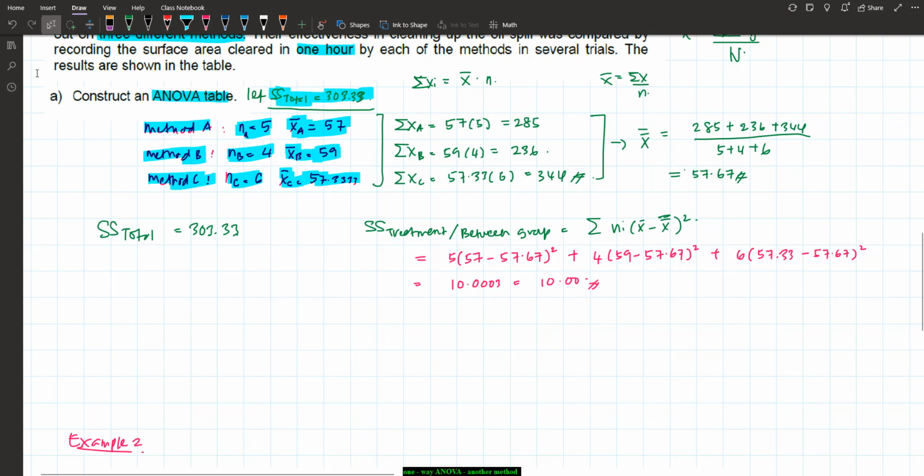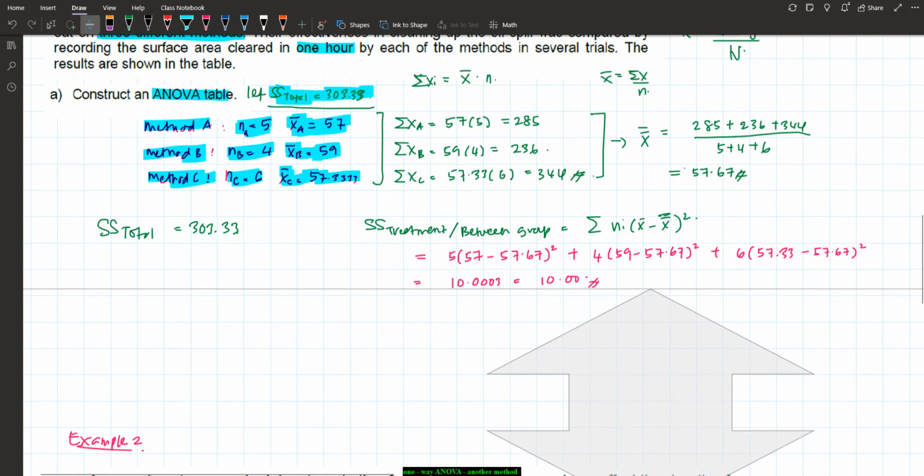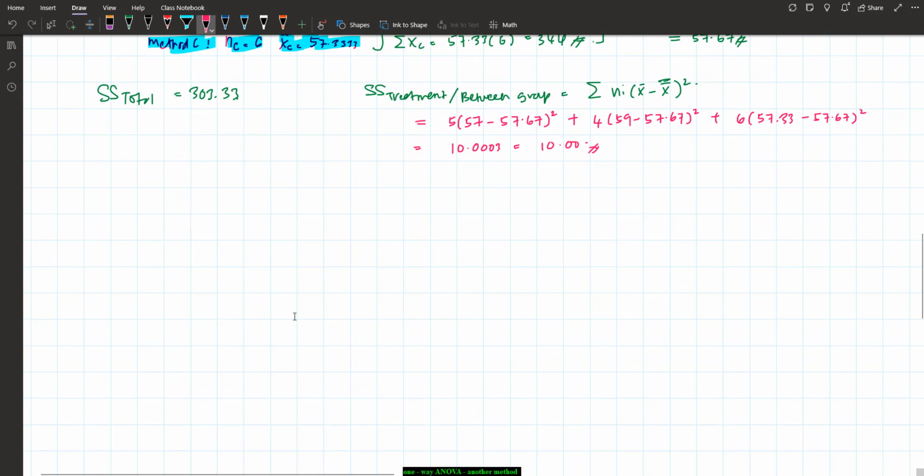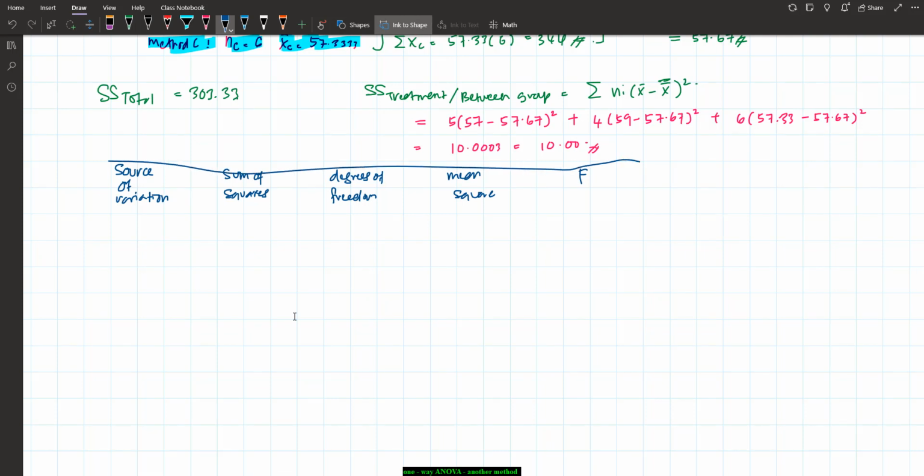Right. With this information, we can construct the one-way ANOVA table already. In the ANOVA table, we should start with the source of variation. Another one, we have sum of square, and we have degrees of freedom and mean square, right? And the last one is the F value. So we put it in a proper table.